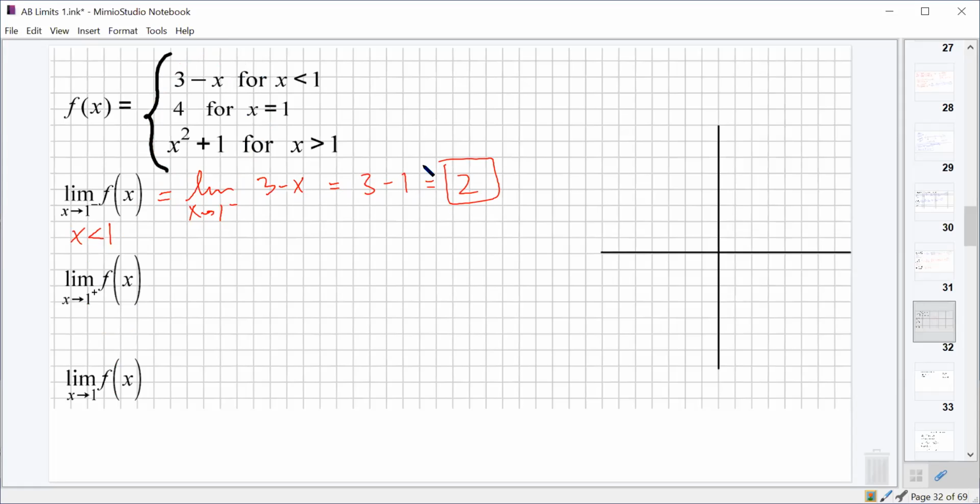What about as we approach 1 from the right? That's telling us that x is greater than 1, and therefore we need to use the piece where x is greater than 1. So this is the limit as x approaches 1 from the right of x squared plus 1, which is just 2. 1 squared plus 1. Good?